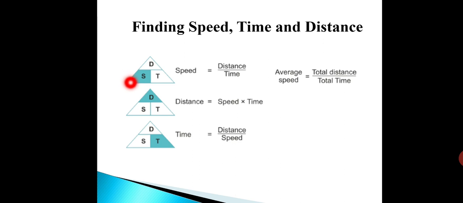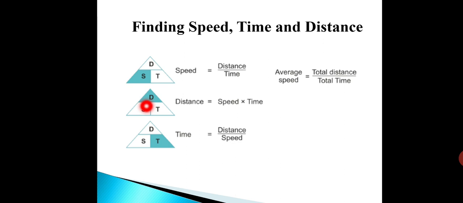First triangle has DST. Now what is D? Distance. What is S? Speed. What is T? Time. Suppose I have to find the speed, right? So I have colored that part. So speed is what? Distance upon time. You can see this. Can you see this in math? So it means distance divided by time.